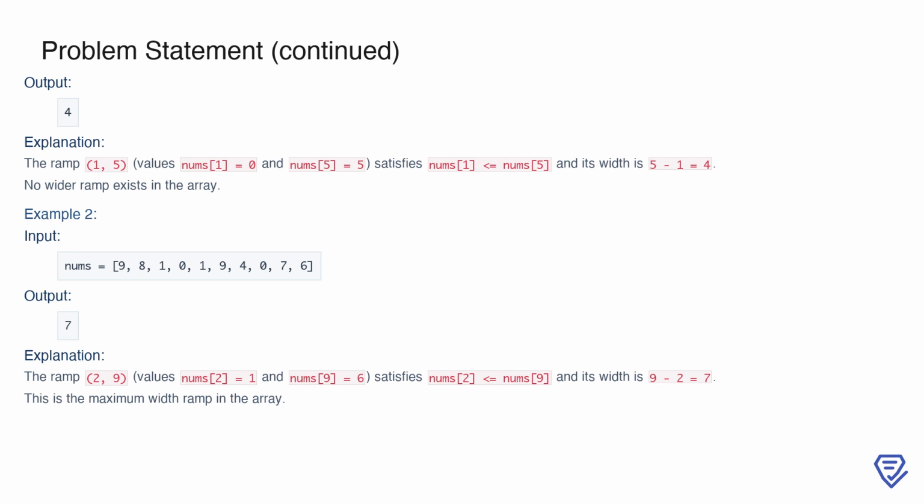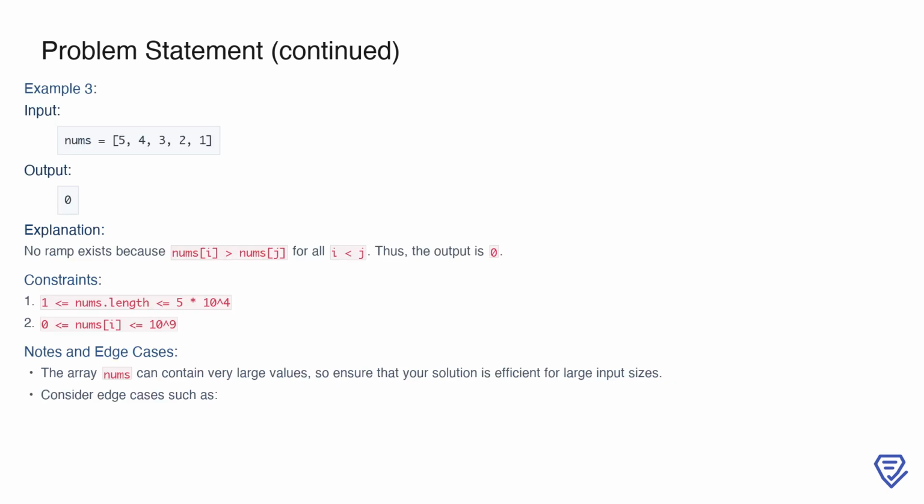Now, take the second example where nums equals 9, 8, 1, 0, 1, 9, 4, 0, 7, 6. The maximum width ramp here is (2, 9), where nums[2] equals 1 and nums[9] equals 6. This ramp has a width of 9 - 2 equals 7, which is the largest possible width for this array. Next, let's look at a third example.